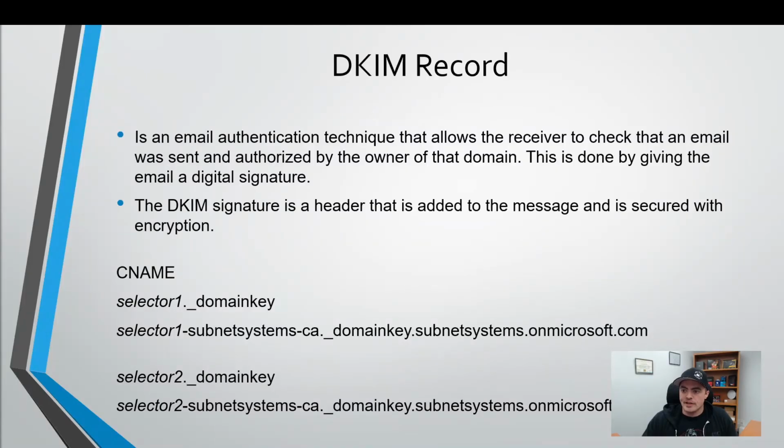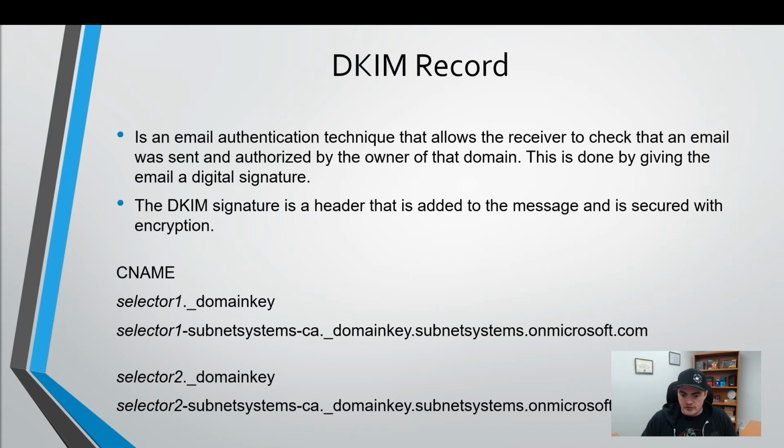Next we have the DKIM record. Now its purpose is the same as the SPF, but it works by using a digital signature. So when someone sends an email, it'll be tagged with the private key, and then the receiving server will look up the public key to see if they match the hash value. If the hash value is good, the email will be accepted and you go on with your day.